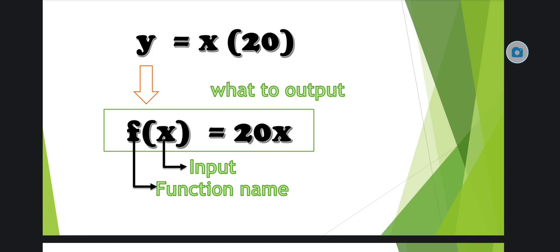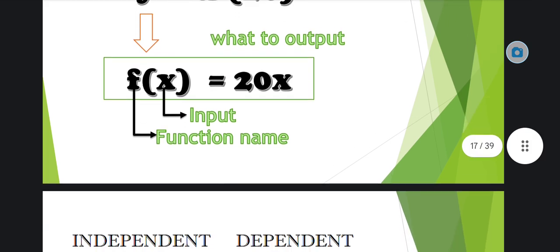So, we have here your f of x equals 20x. Whatever you input in your X there, it will change your Y. Okay? So, example, your X becomes 2. Substitute lang. 20 times 2 equals 40. If your X becomes 5, then 20 times 5 becomes 100.